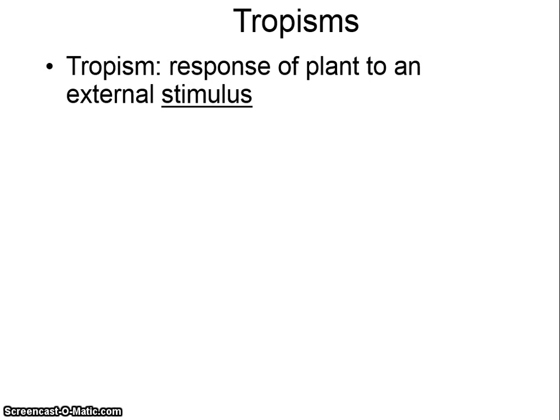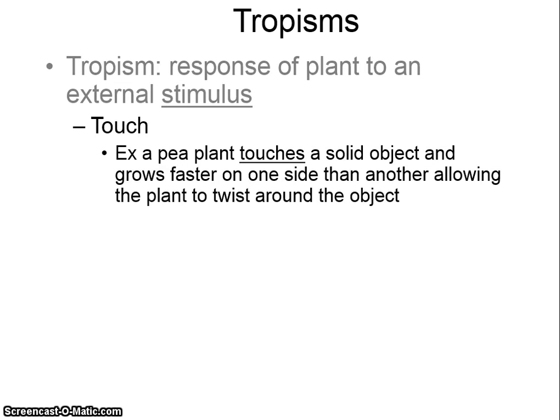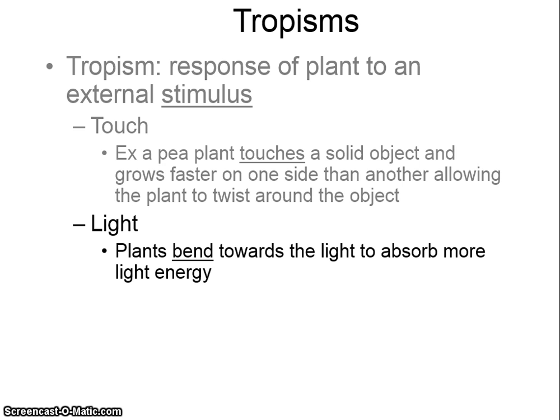Tropisms. You've already heard a bit about tropisms in class. Tropisms are referring to the response of the plant to an external stimulus. Okay, to something outside of the plant that the plant responds to. Pea plants, for example, when they touch a solid object, they grow faster on one side than another. That's what allows them to twist.